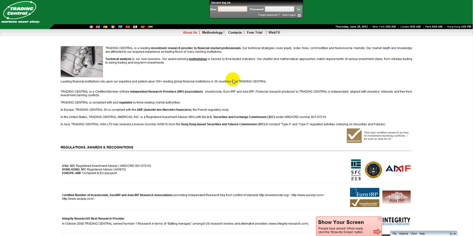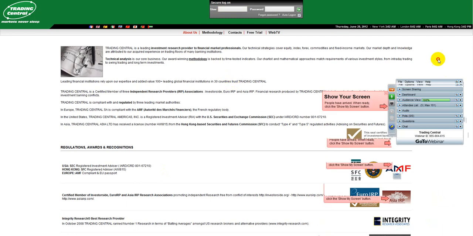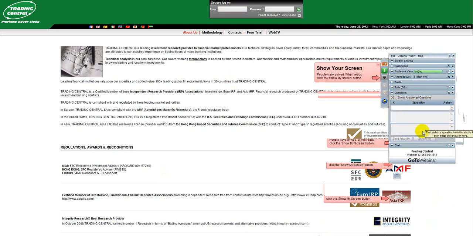Now, first of all, Trading Central is a leading investment research provider to financial market professionals. Basically, what Trading Central provides clients such as yourselves is how to open a position and how to close a position. Meaning on any position, you will see whether it's best to buy or to sell. If you're putting a stop loss, where to put it, at what rate, and where to put your take profit as well.